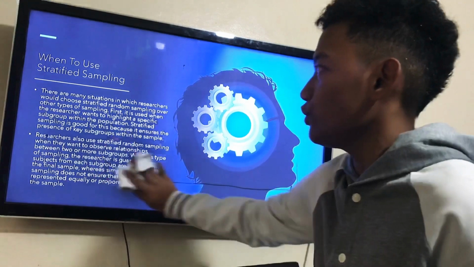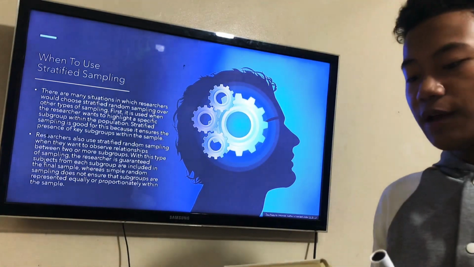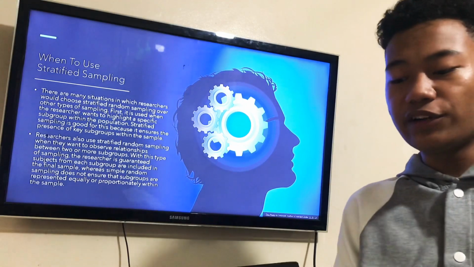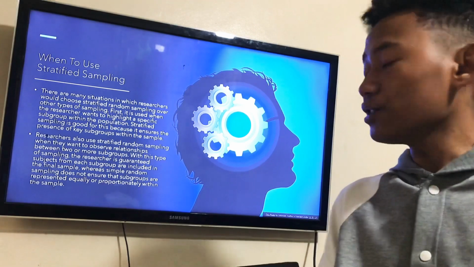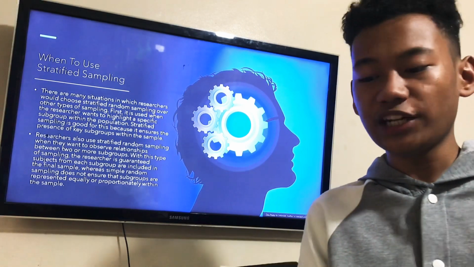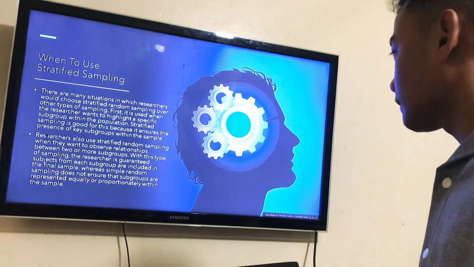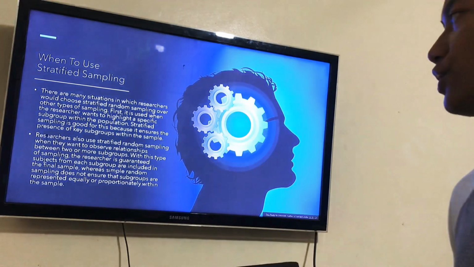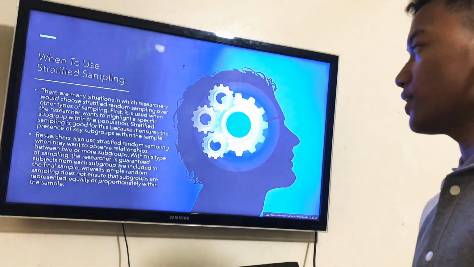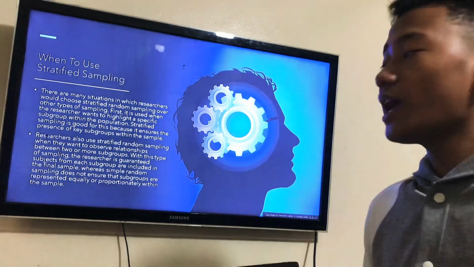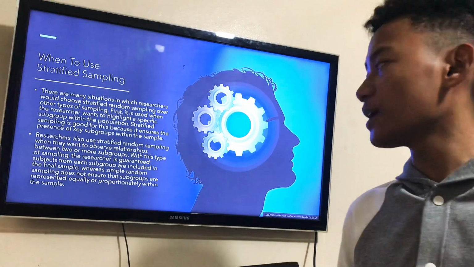So when to use a stratified sampling? First, just like what I've said earlier, the researcher wants to highlight a specific subgroup within the population. It is also used when we want to observe relationship between two or more subgroups or strata. With this type of sampling, the researcher is guaranteed subjects from each subgroup are included in the final sample.